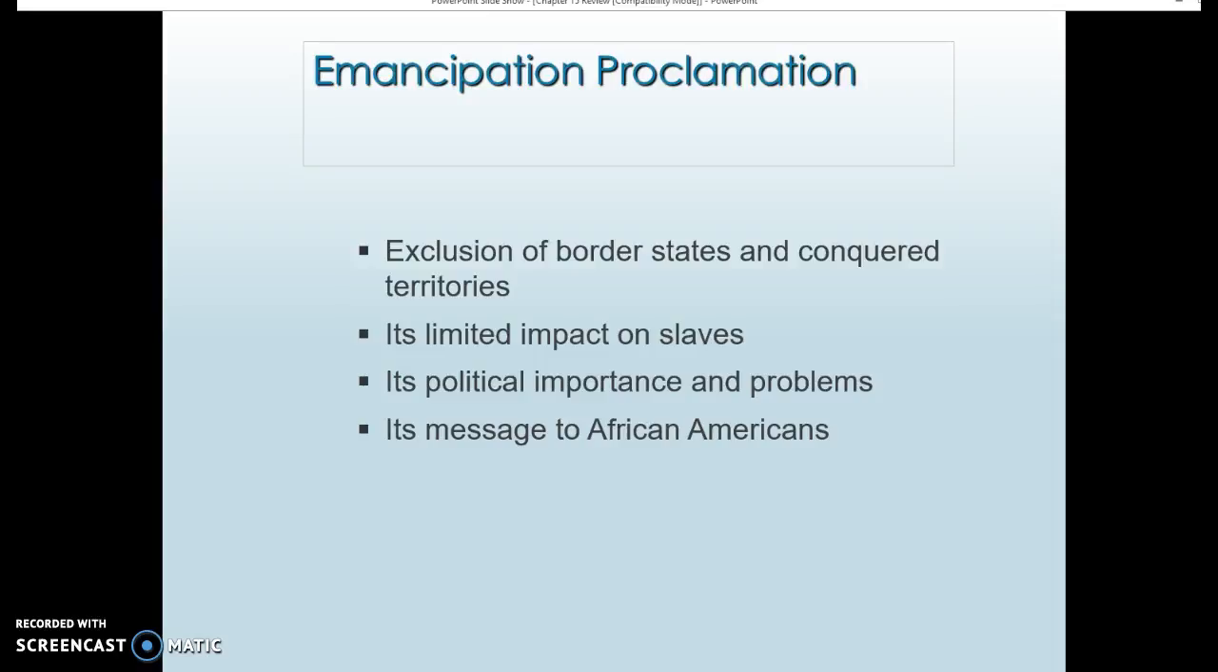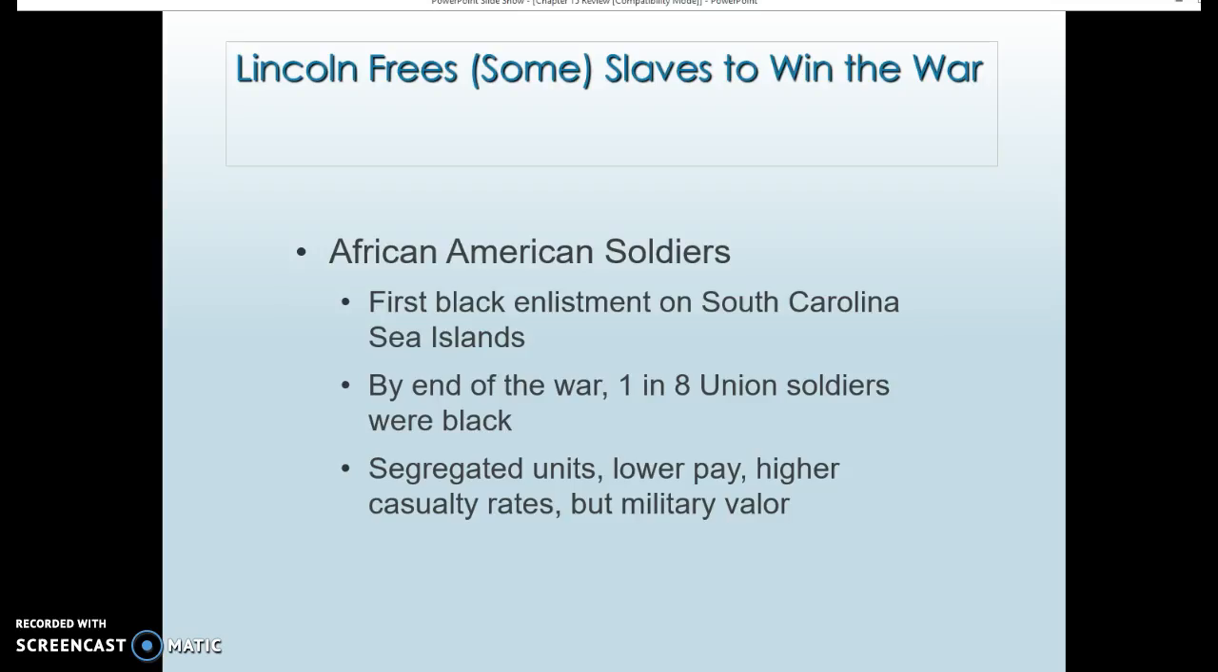Like I said, the slaves were not freed in the South just because he talked about it and issued the Emancipation Proclamation in January of 1863. It did have a lot of political importance, though, because it's essentially saying if the North wins the war, we're going to free the African Americans that are in slavery. By doing that, Lincoln essentially is going to free some of those slaves to help win the war.